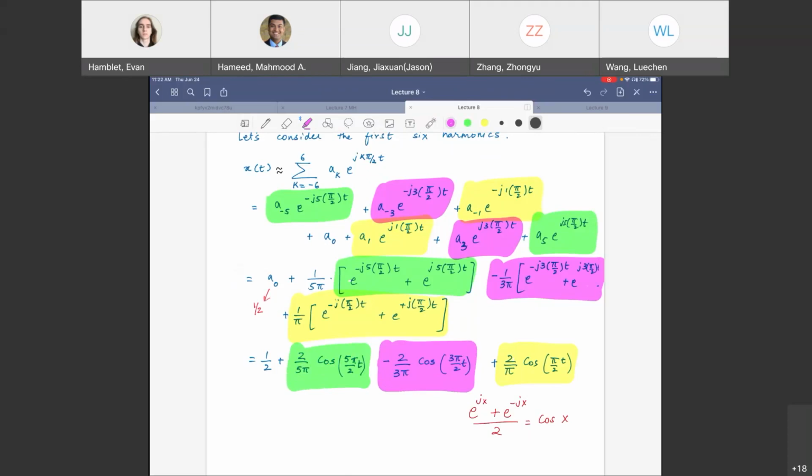Is it real? We expected a real and even answer, right? This is at least real. And it's a bunch of cosines, so it's looking like it might be even as well. Even signal, but with an offset of half. Yeah? Now let's try to plot it.